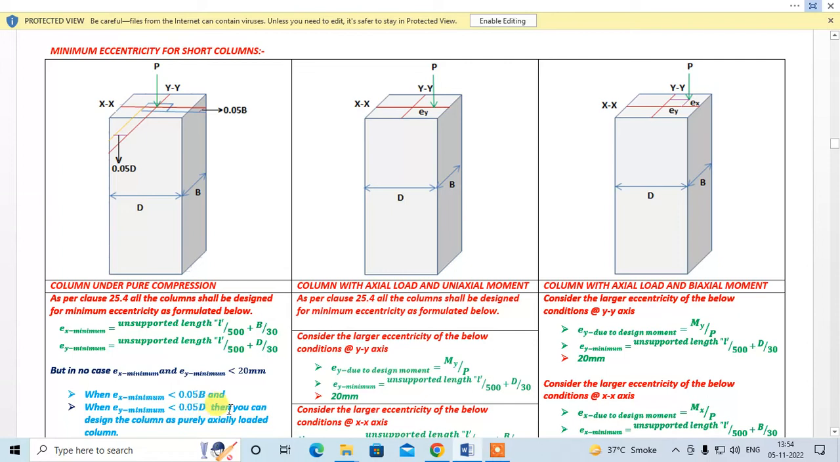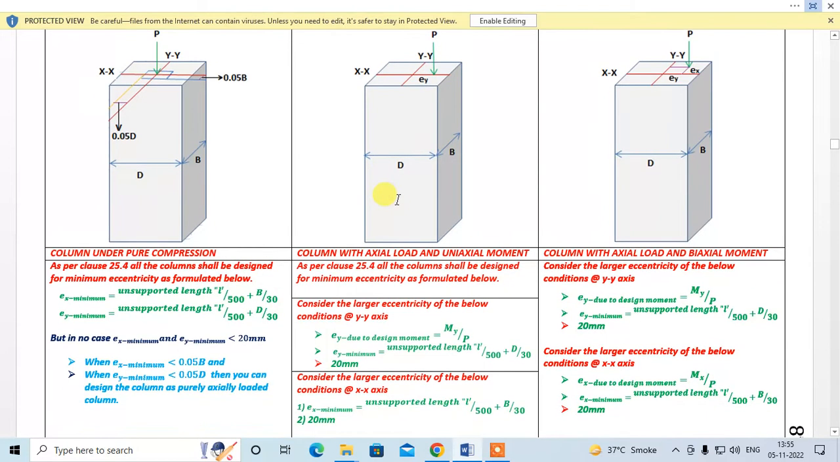So for designing it as a pure axially loaded column, this condition has to be satisfied. Similarly, column with axial load and uniaxial moment. As per clause 25.4, all the columns shall be designed for minimum eccentricity as formulated below. Here we have one axial load and a moment which is at a distance ey.